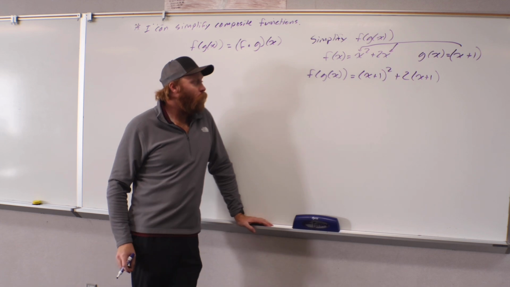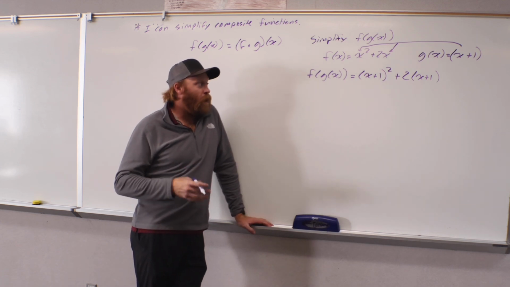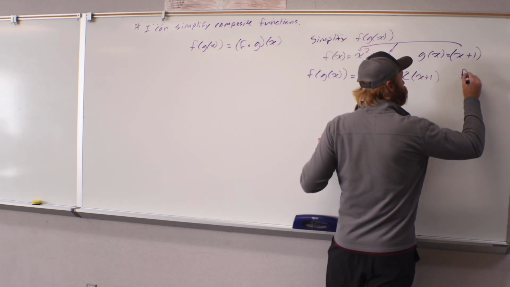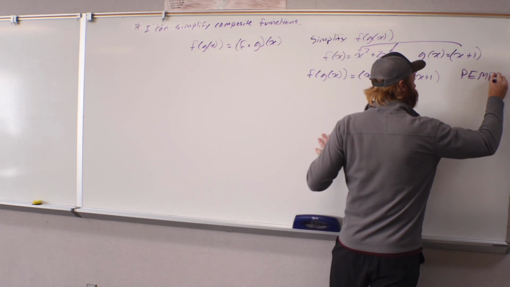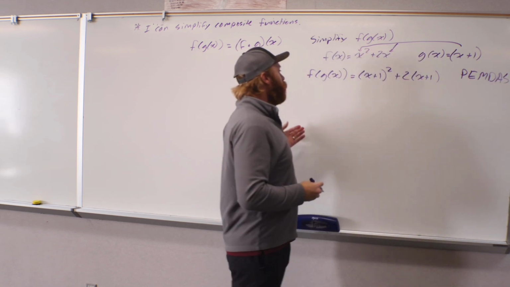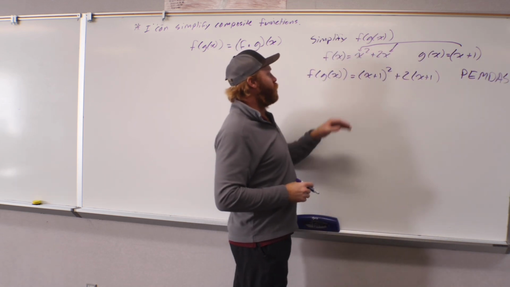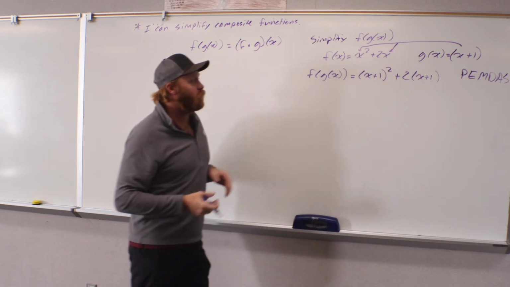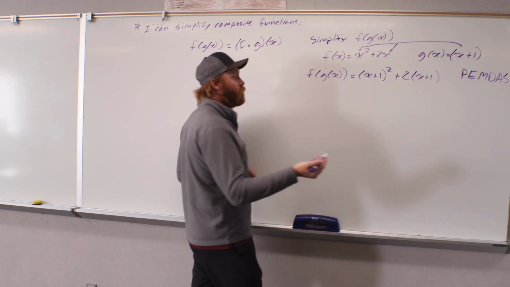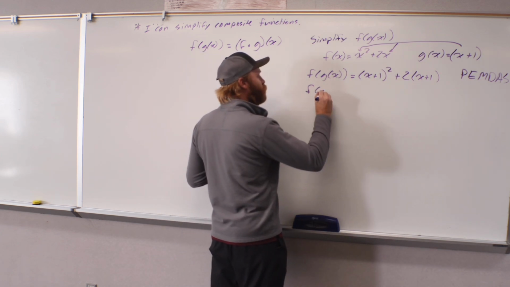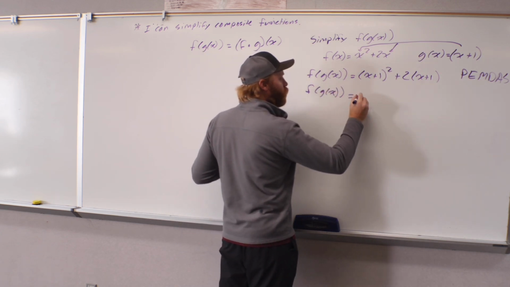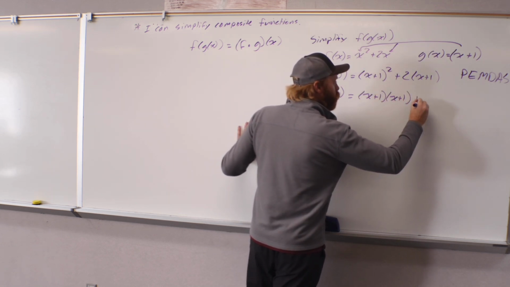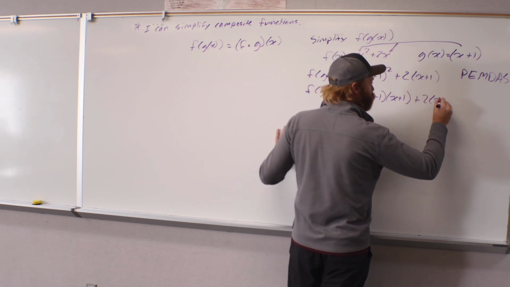Now, once we have this, we're going to simplify it. How do we know what to do when we're simplifying? We're simply following our PEMDAS, just like we do all the other times. So we're going to start with our exponents. Parentheses would be simplifying what's inside the parentheses. We can't simplify anything there inside the parentheses, so then we go to our exponents. So we would have f of g of x equals (x plus 1) times (x plus 1) plus our 2 times (x plus 1).